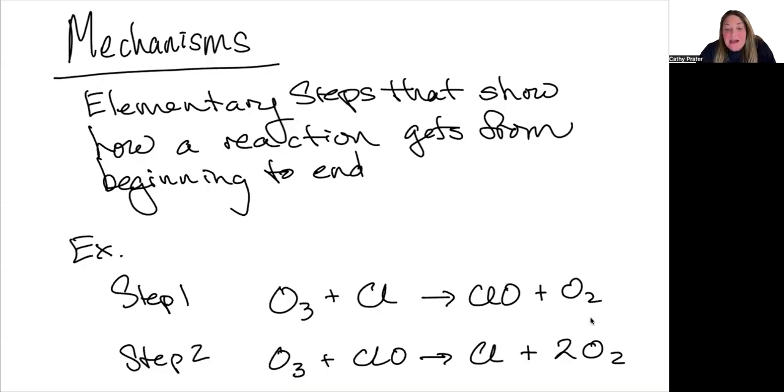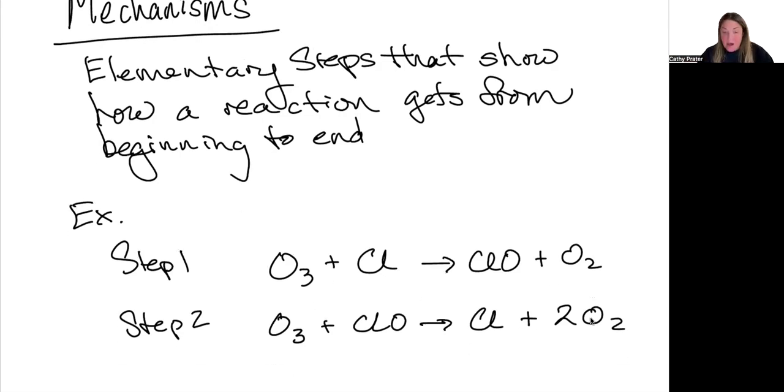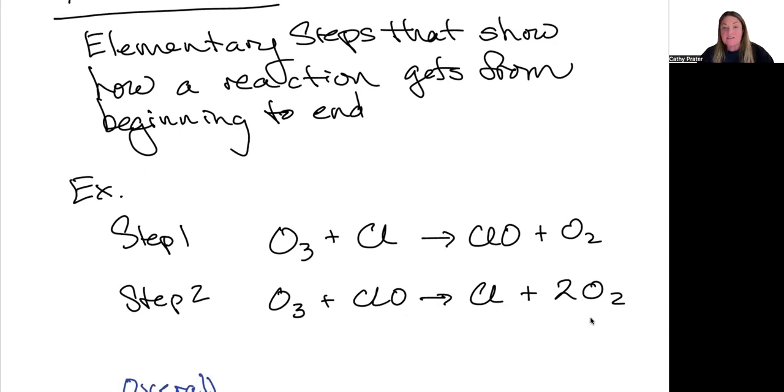A mechanism for a reaction shows the path of how we get from starting with our reactants to ending with our products and everything that shows up in between. Here's an example of the steps involved in the breakdown of ozone by chlorine radicals in the atmosphere.